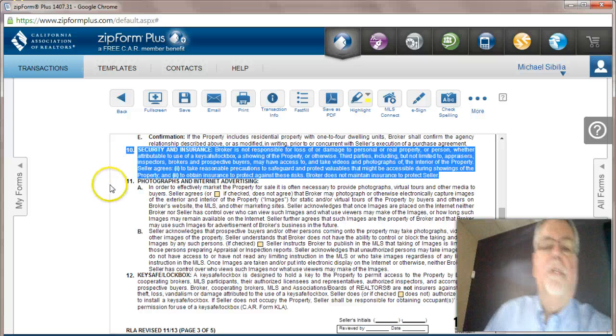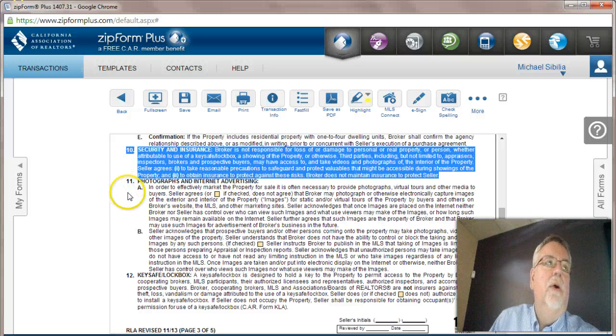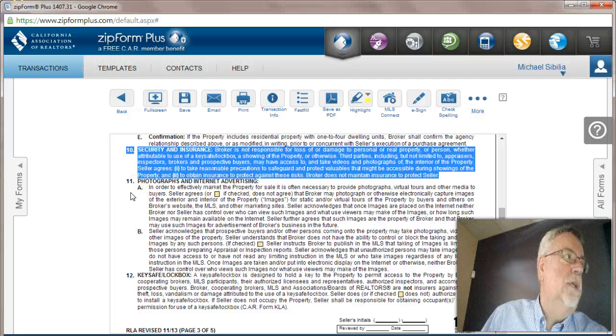Photographs and internet advertising: do they know that their property, including its address and photographs of the inside and outside, are going to be on the internet for all to see?